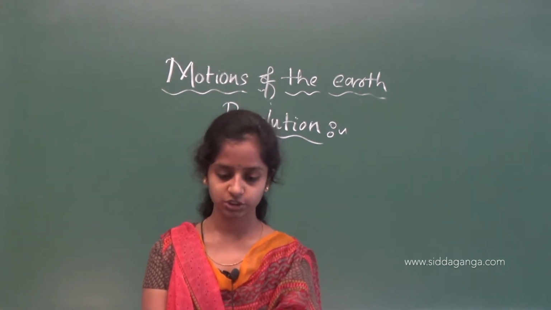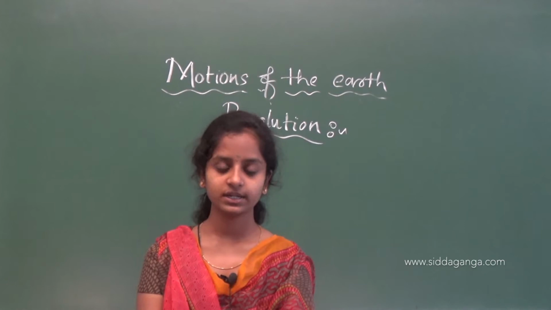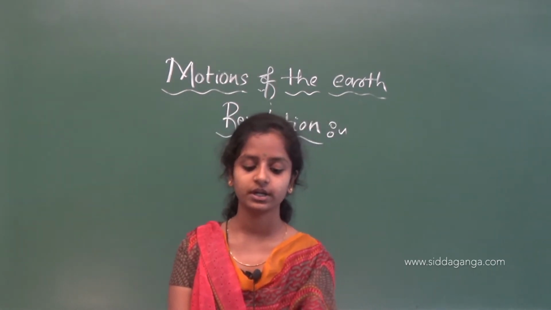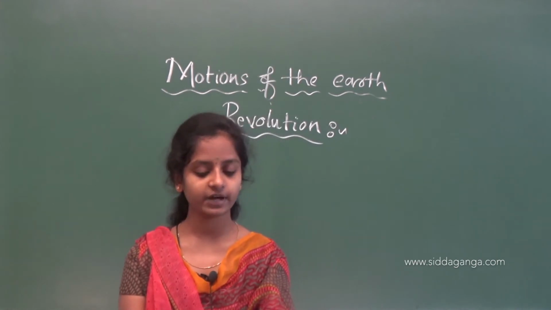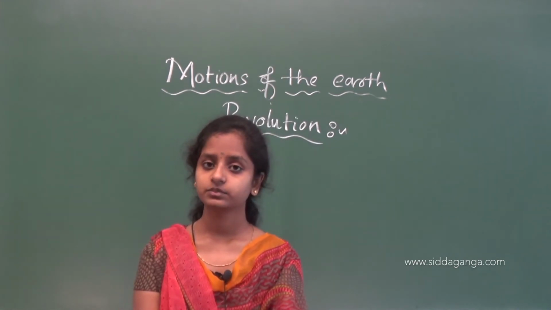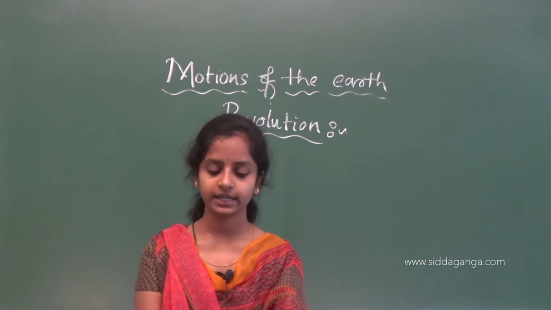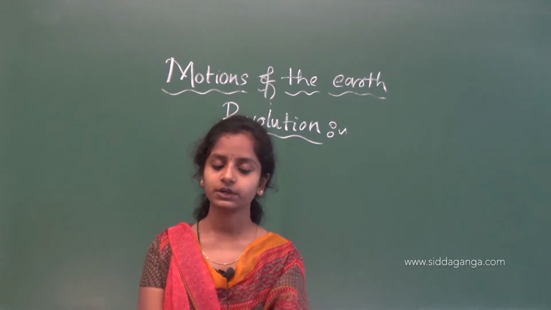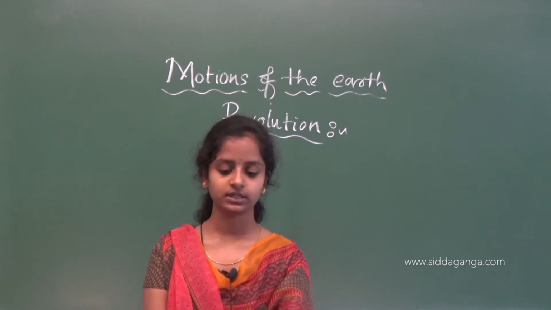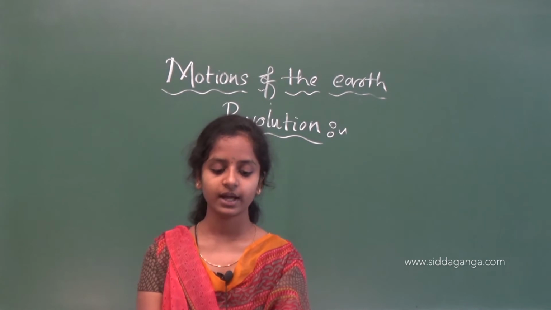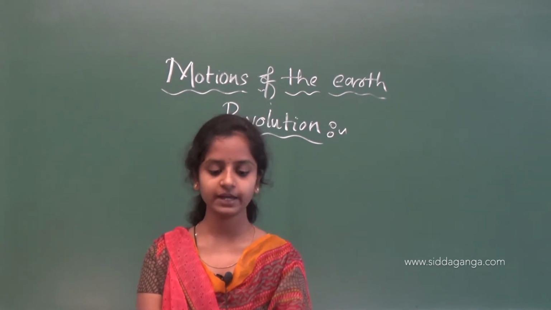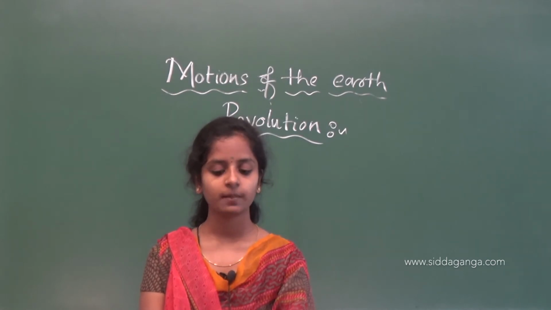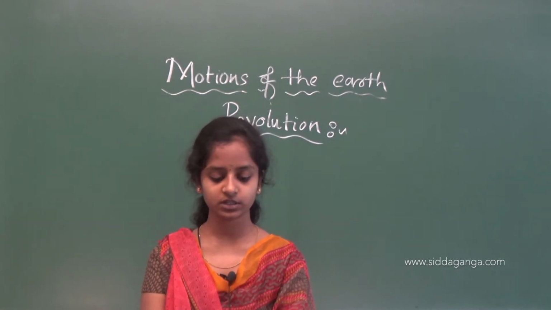The second motion of the earth around the sun in its orbit is called a revolution. It takes 365 and 1/4 days, nearly 1 year, to revolve around the sun. We consider a year as consisting of 365 days only and ignore the 6 hours for the sake of convenience.